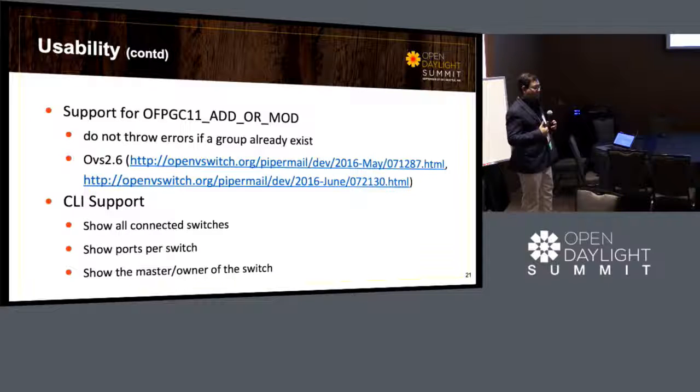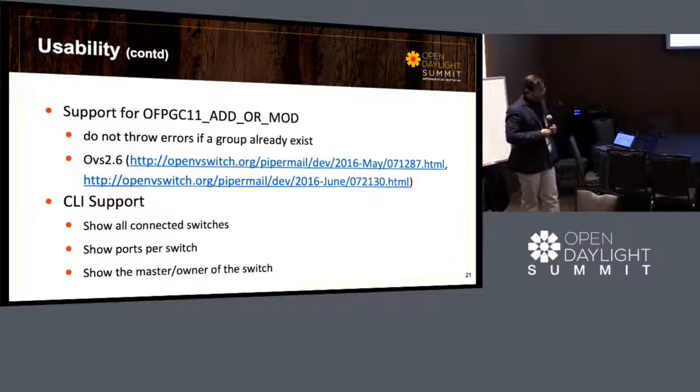Currently, for the controller part, the implementation is difficult because the controller doesn't know whether the switch has the group or not. So we have a new action called add or mod. Every time an application provisions, an add or mod is sent to the switch. If the flow or the group exists, it will be a mod. If the group does not exist, it will be treated as an add. This is a new command that is coming in 2.6, so it would be good to have, because it does impact certain portions of reconciliation.